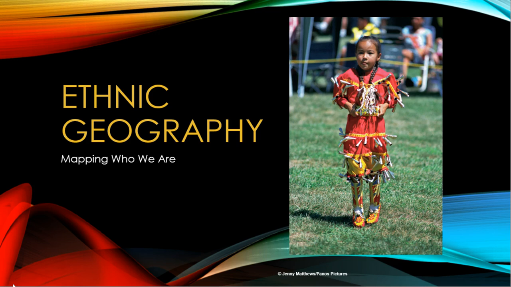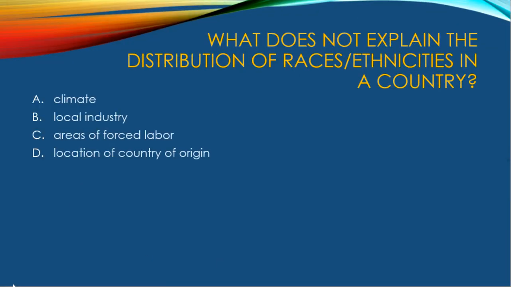Okay, so ethnic geography. When we start looking at all of these things, we can start mapping it and we can get a good idea of how people are moving, what they're doing, how they're interacting by just looking at ethnic geography. This is an actual field if you're interested in it. And the first thing that I want to talk about right here is what does not explain the distribution of races, ethnicities in a country. Climate, local industry, areas of forced labor, or location of country of origin.